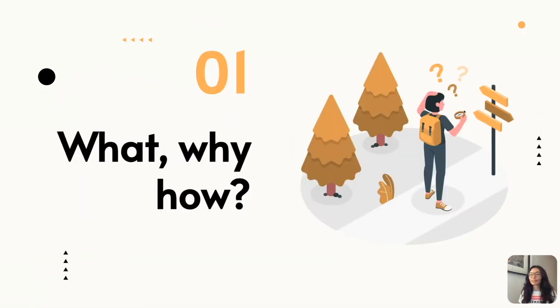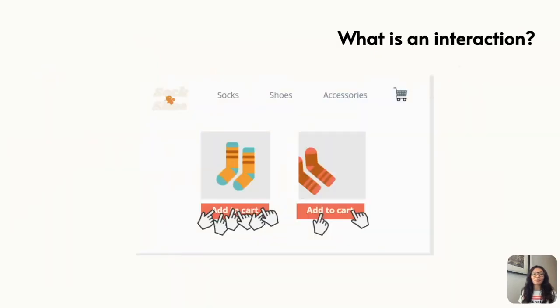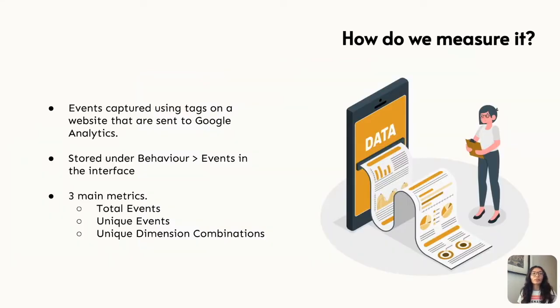So the first chapter is on what, why, and how. An interaction is a touch point with an element on a website. These are defined by analysts or Google Analytics users and can be clicks, hovers, scrolls, or anything like that. If you want to learn more about this, have a look at my first video, which is an introduction to Google Analytics. All interactions are captured using tags, which are placed on website elements either by a developer or using Google Tag Manager. These interactions are sent as events to Google Analytics, where they can then be analyzed.